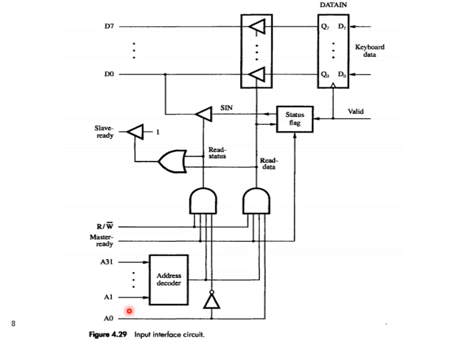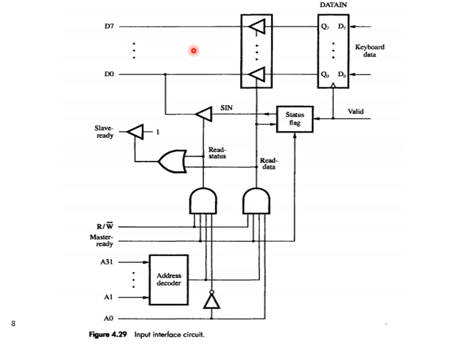And when I am reading the data from the data in register, the A0 bit of the address bus will be set as 1. Only if all these 4 conditions are satisfied, this AND gate's value will be 1, and thus I can read data from the input interface, and that is how these drivers will be initiated, and if any data is available over here, that data can be placed onto the processor bus.